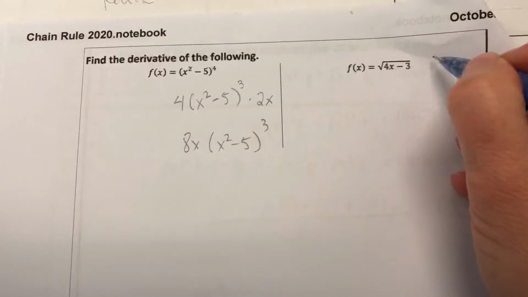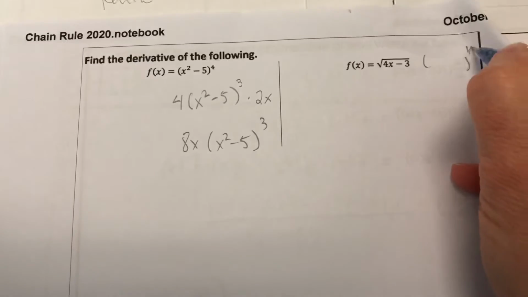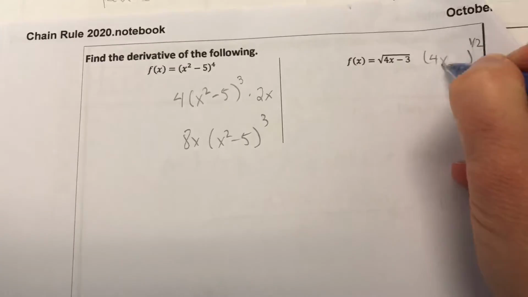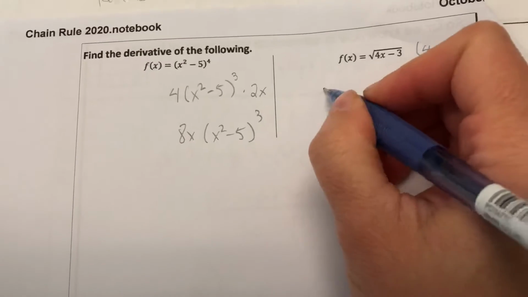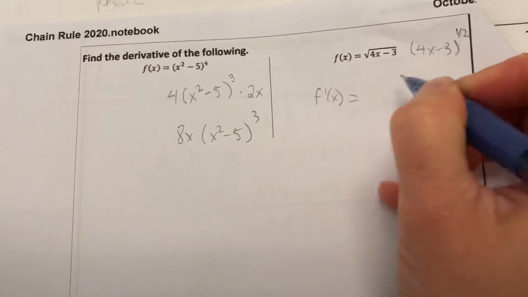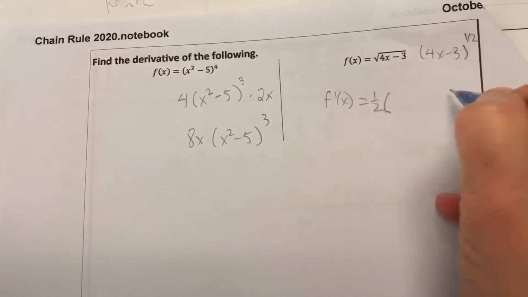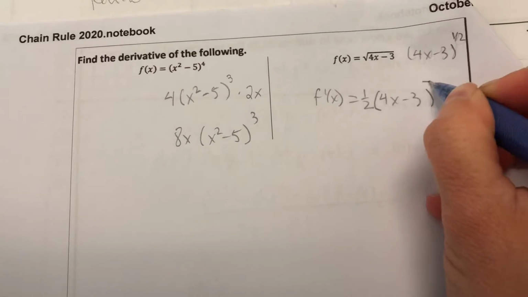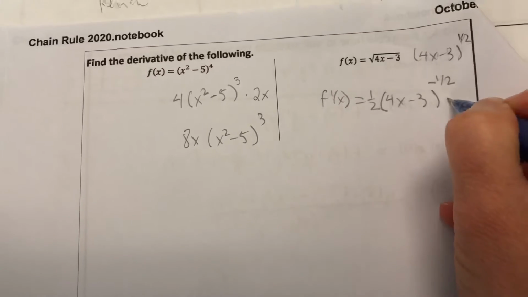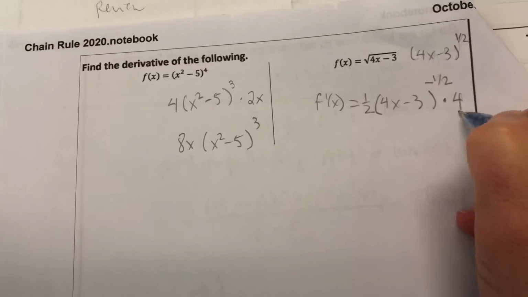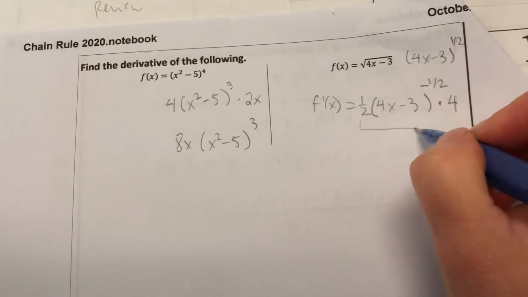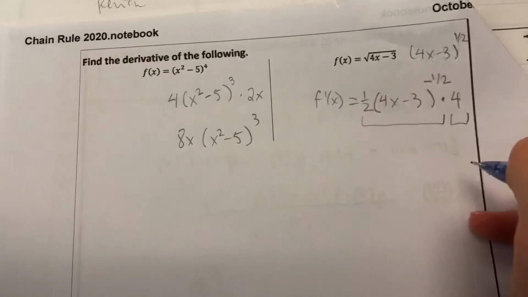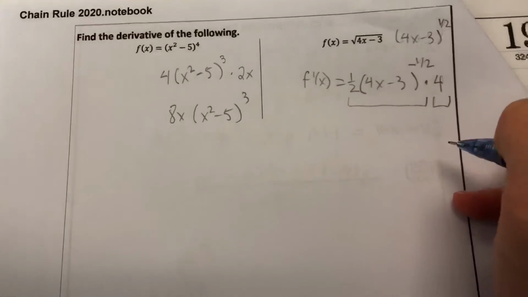So same thing here. Our power is really 1/2 here. So that's really the outside function. To find the derivative, we're going to bring the 1/2 down, leave the inside in, subtract 1 from the power, and then multiply by the derivative of the inside. So you can only do one step at a time. This step dealt with the square root, this step dealt with the inside, the 4x minus 3.